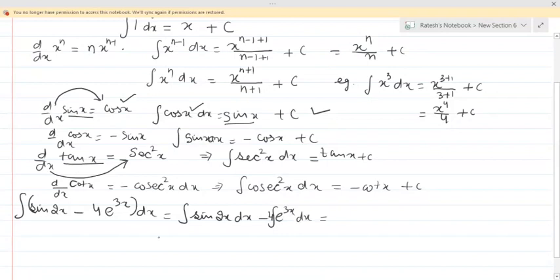Do you know what the function is that is here? Sin x dx. What is this? The integral of the sin x function is minus cos x.